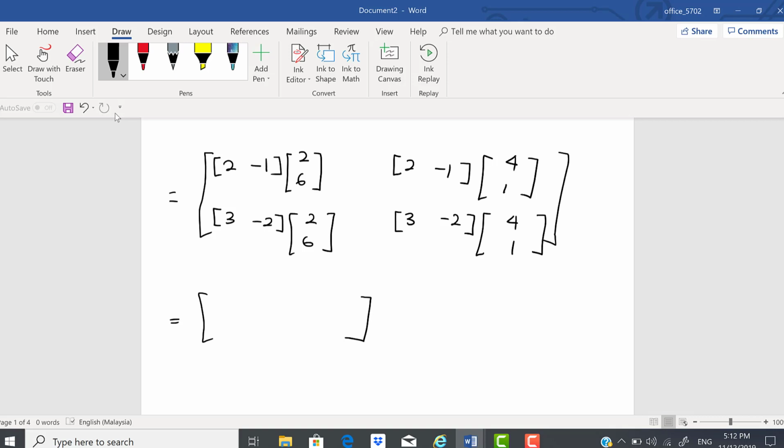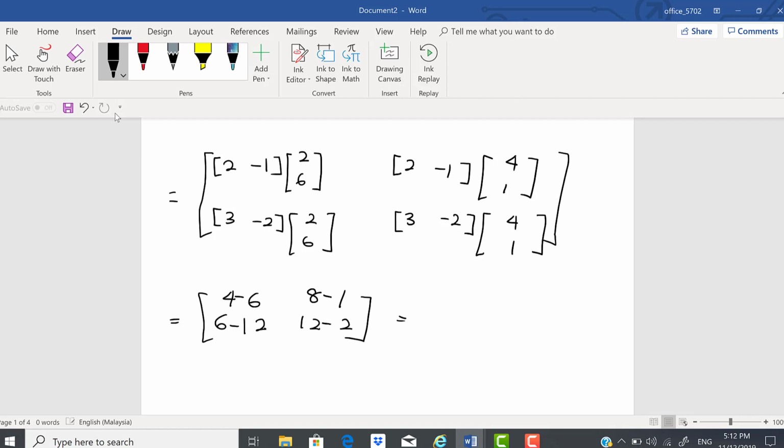Okay, for the first one, 2 times 2, we have 4. Negative 1 times 6, we have negative 6. Now for this one, 2 times 4, then we get 8. Negative 1 times 1, we get negative 1. So for this one, 3 times 2, we get 6. Negative 2 times 6, we get negative 12. Then we have 3 times 4 is 12. Then we have negative 2 times 1 is negative 2.